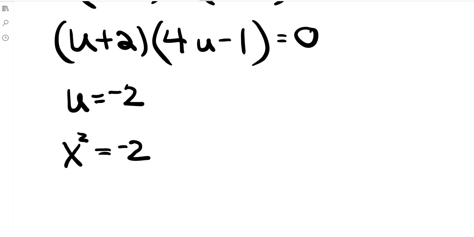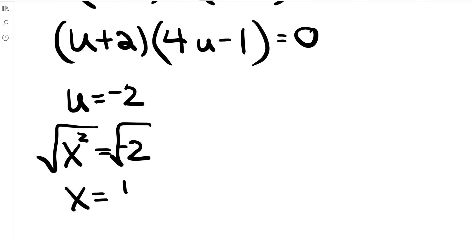Okay, and how about I continue this now? Take the square root of both sides. So x is going to equal plus or minus, let's see, I got negative 2, so that must mean it's going to be i comes out front, and then the square root of 2. Nothing you can do with that. So those are two answers there. One's positive, one's negative. All right, then I'm going to do the same thing with the 4u minus 1.